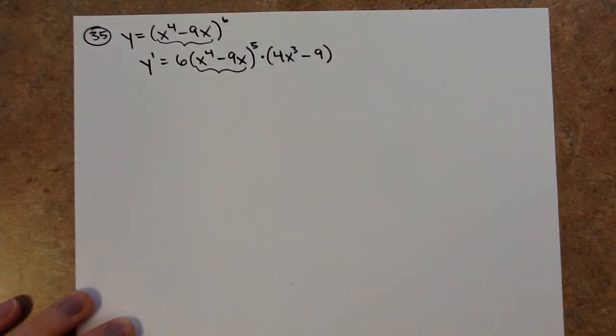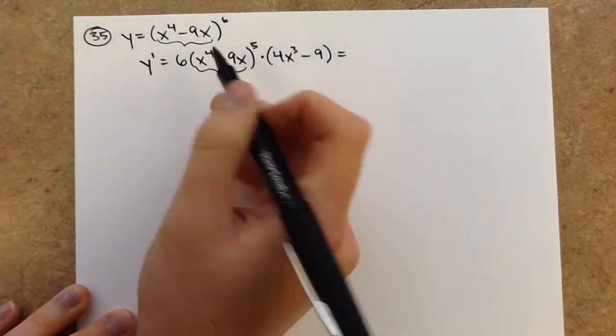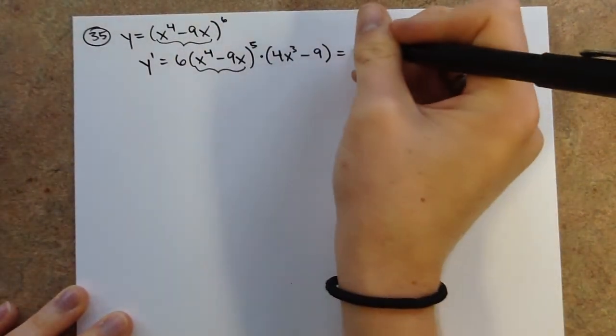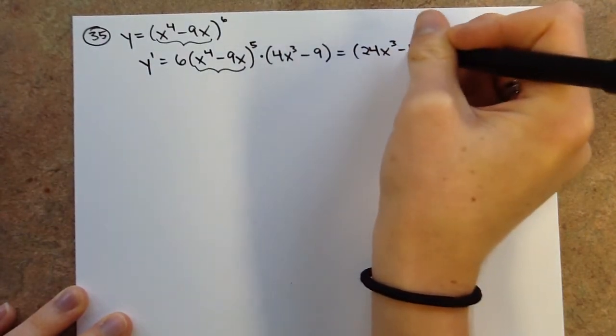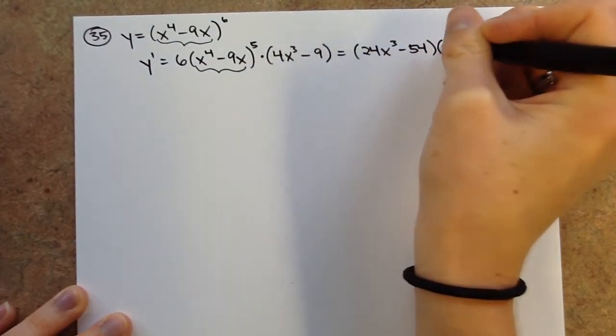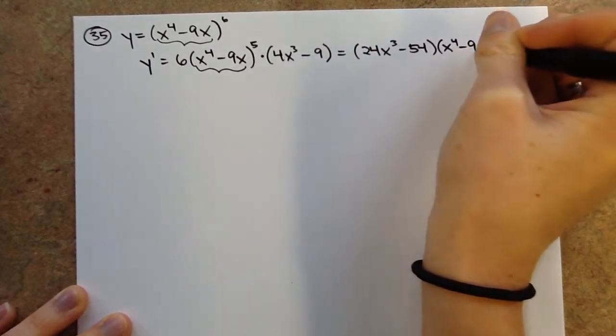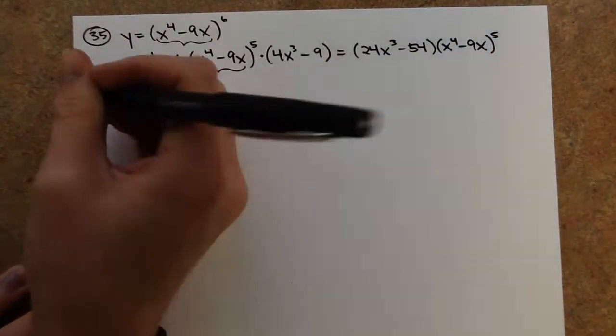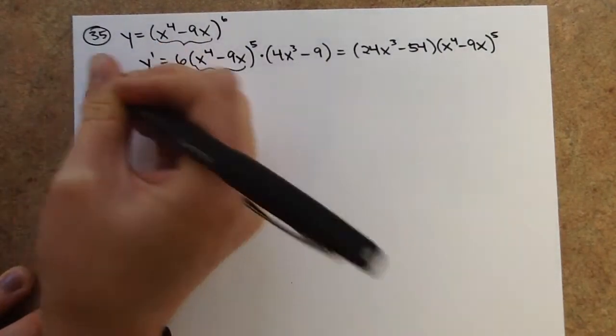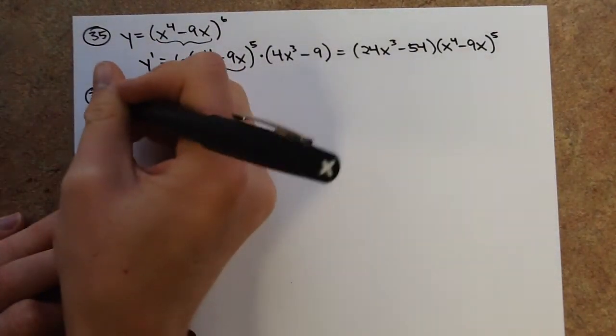So keep in mind, I've said to you guys, simplify to your level of comfort. I would say to take the 6 times this stuff, so you could have 24x cubed minus 54, and then times this quantity to the fifth. And there's not much more you could do with that anyways. So that would be your final answer for that one. Next one on the list is 39.